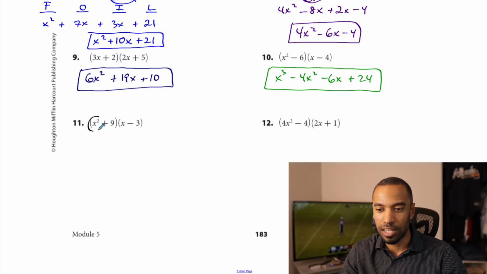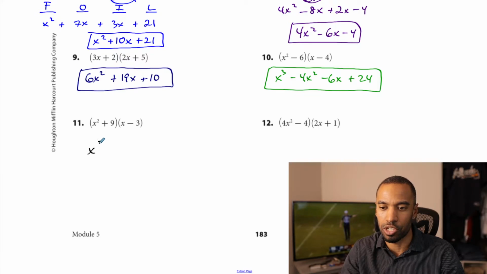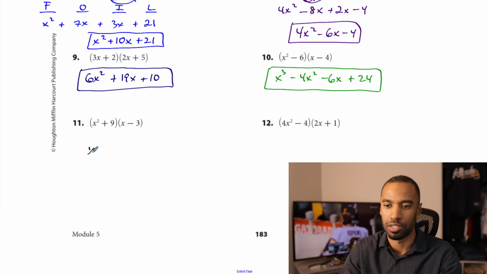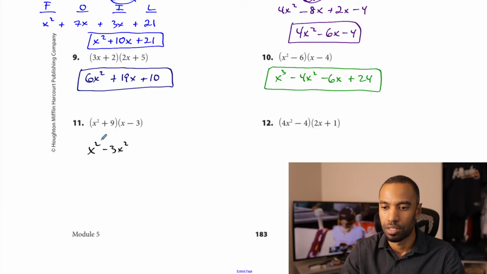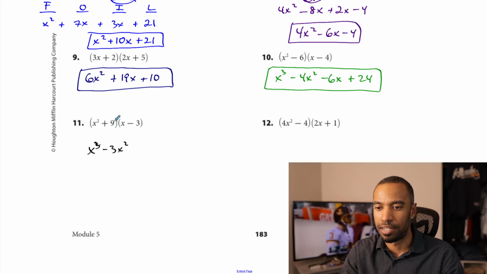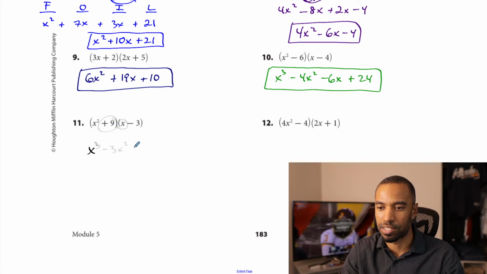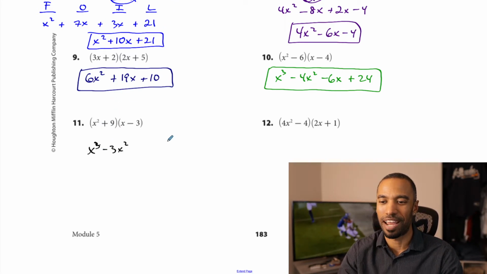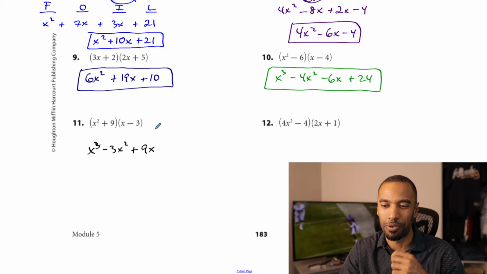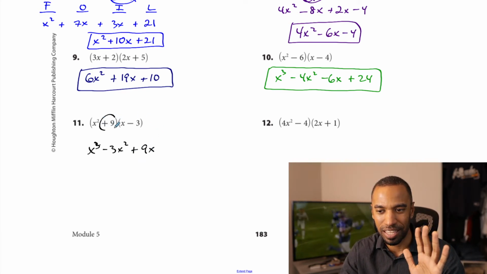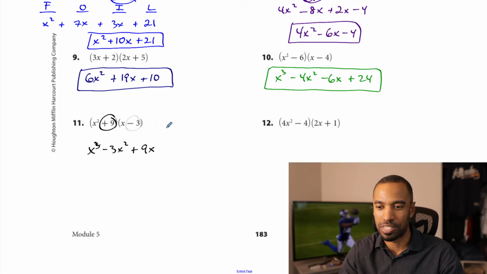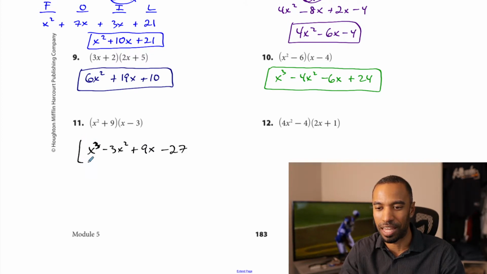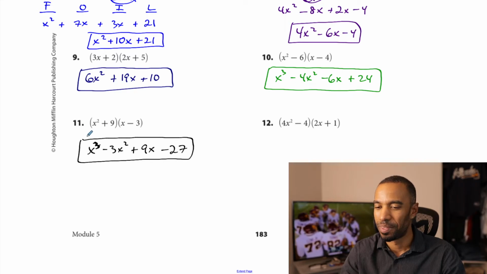All right, first, outside, inside, last. First, x squared times x cubed. Outside, x squared times negative 3 is negative 3x squared. Oh, that was x cubed. I'm sorry. Inside, 9 times x. That's 9x. I'm trying to undo, but it has such a history of the last things that I wrote in. And then last, 9 times negative 3 is negative 27. There we go. Nothing combines. That is an x cubed. Pardon me with that. Nothing combines there. All right.